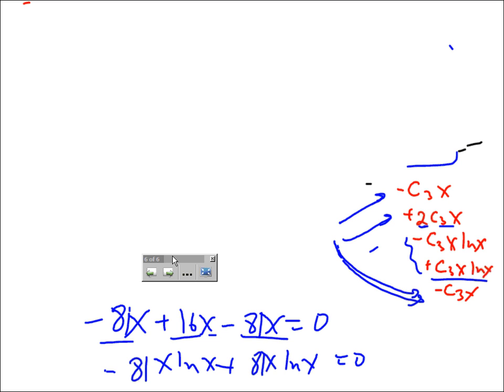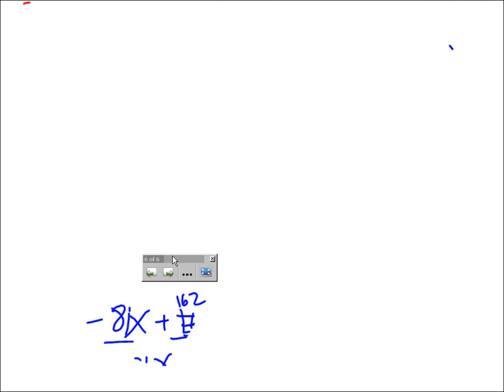Even if x were 81, this is 0. Negative 81, negative 81. This will be 162, 2 times 81. No matter what, the sum will be 0. Doesn't matter what x is, which means we have an infinite number of solutions.